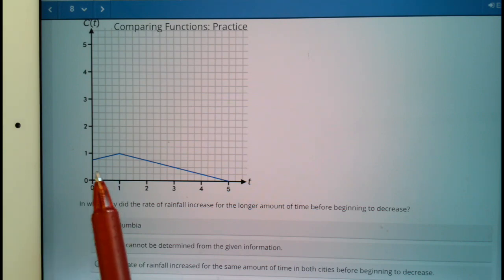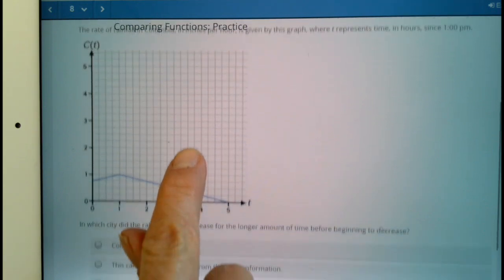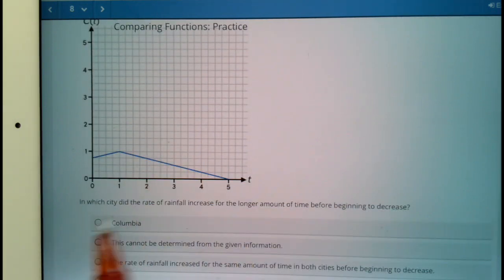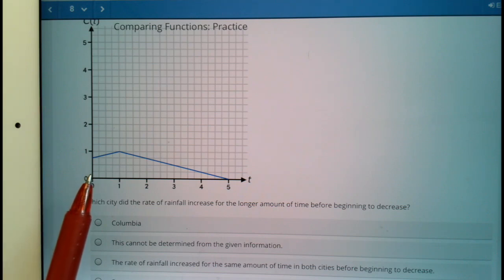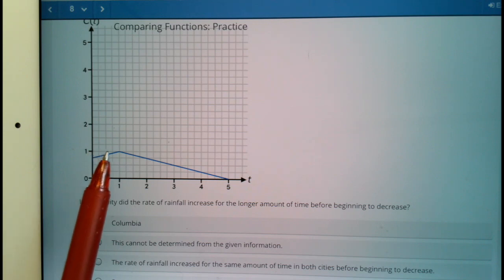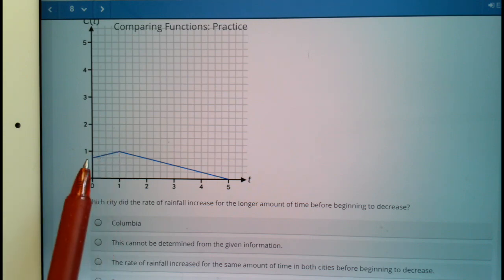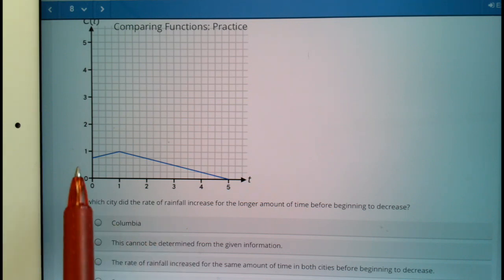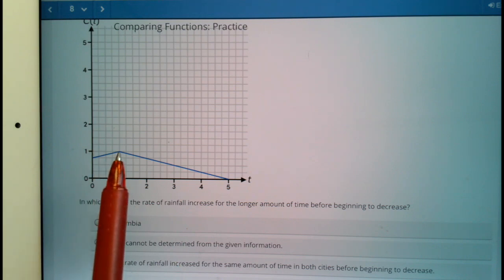So if we take a look at this picture here, this is Columbia, I believe, the rate of rainfall for Columbia. Notice the increments on our graph. It goes 0.25, 0.5, 0.75, 1. So we went up 0.25, and then we went over 1. I'm going by the increments here. Rise over run for slope. Instead of a formula, we could have done a formula, but rise 0.25 over 1. So Columbia, that's our slope.